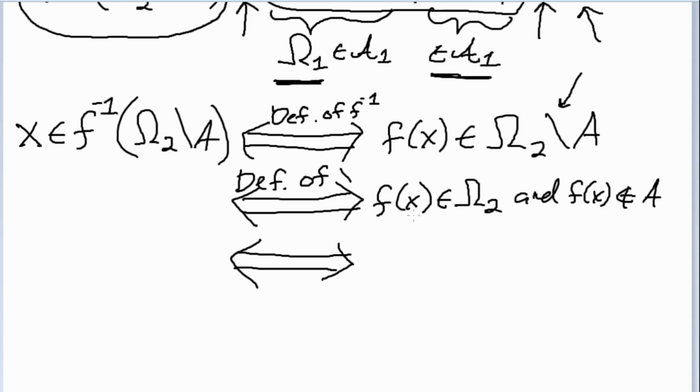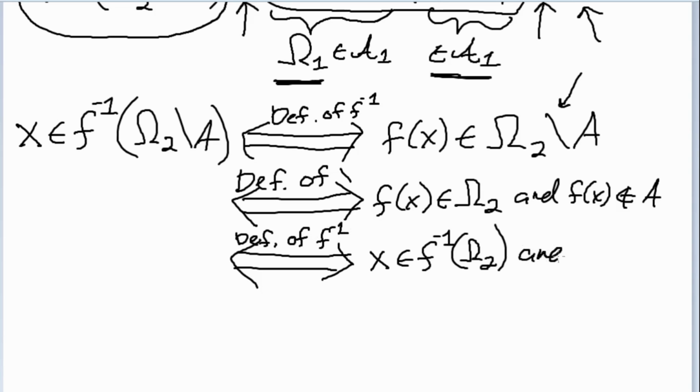Well, if f of x is in omega 2, then that means x must be in the pre-image of omega 2. Right? Again, just a definition. That is the definition again of pre-image. And similarly, that means that x is not in the pre-image of A. And maybe you see where I'm going with this.